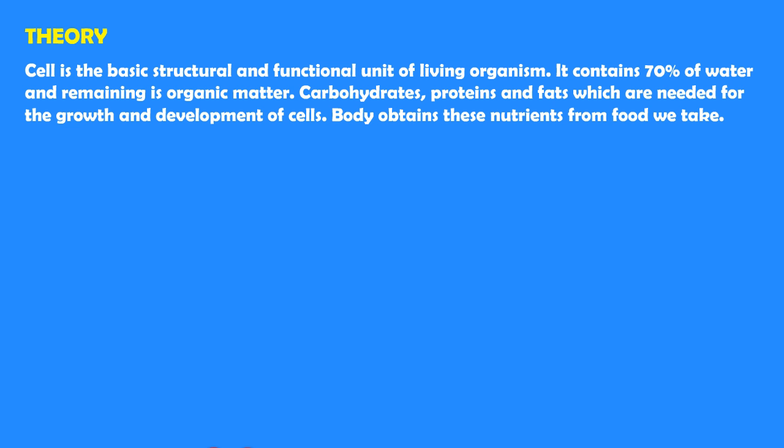Theory: the cell is the basic structural and functional unit of living organisms. It contains 70% water and the remaining is organic matter. Carbohydrates, proteins and fats are needed for the growth and development of cells. The body obtains these nutrients from the food we take.